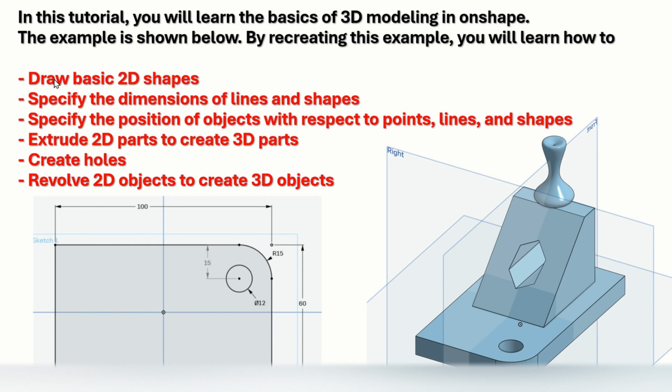That is, you will learn how to draw basic 2D shapes. You will learn how to specify the dimensions of lines and shapes. Then you will learn how to specify the position of objects with respect to points, lines, and shapes. Then you will learn how to extrude 2D parts to create 3D parts. Then you will learn how to create holes. And finally, you will learn how to revolve 2D objects or 2D shapes to create 3D objects.